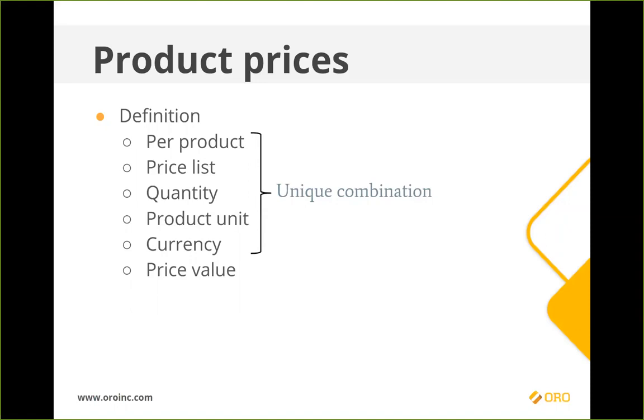Then we have currency, and we have already seen this one. And finally, we have the actual price value, like for example, $10, 15 euros, and so on. And the combination of 5 parameters, product, price list, quantity, product unit, and currency is unique. You cannot have the same price value for the same product, same price list, same quantity, product unit, and currency. You have to change at least one of these factors in order to set a new price.